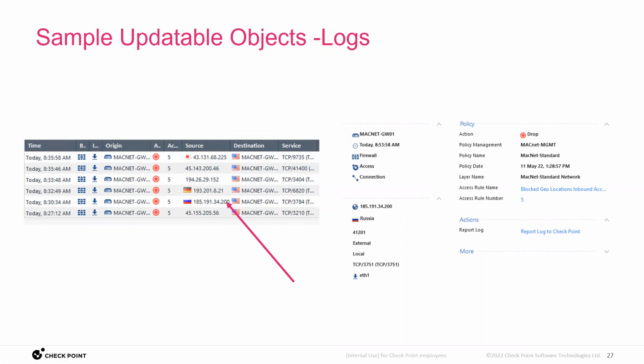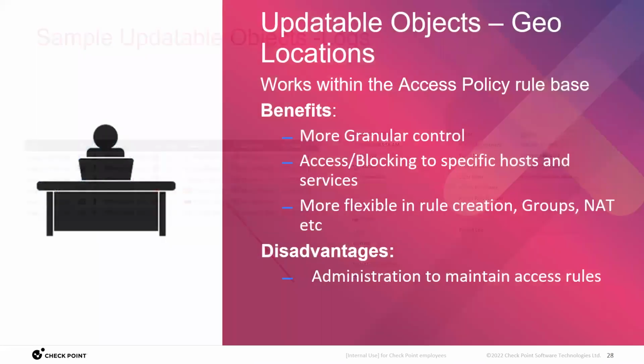Okay. So benefits and disadvantages of the updatable objects. As you can see, we have definitely more granular control when using the updatable objects. We can use services. We can narrow the permissions based on countries and then services. In the one thing we talked about, the remote access, here I can open up just the services for the VPN ports to all countries, or I can select certain countries for that VPN access.